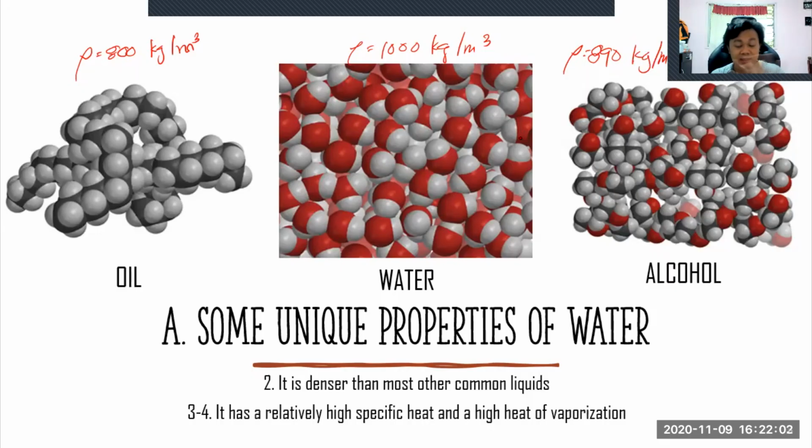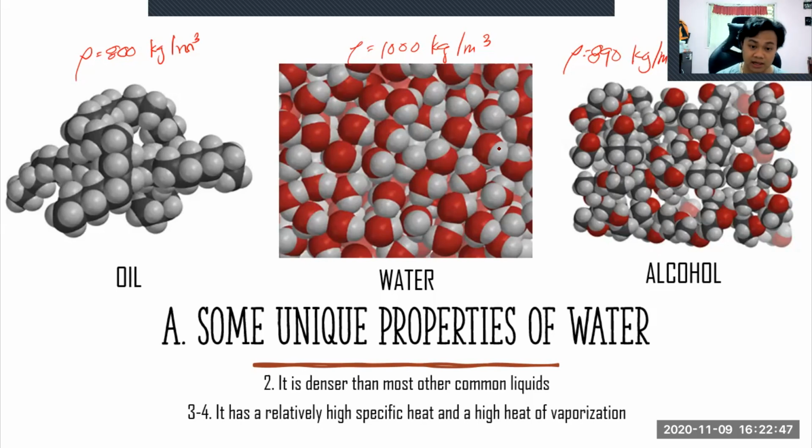So that's the typical densities of these liquids. Water is a lot denser than most other common liquids. Why? It's because of its intermolecular forces, the intermolecular forces of attraction. I've explained to you in the last lesson that we have three intermolecular forces of attraction: first is the van der Waals forces, and then the dipole-dipole moment, and then the hydrogen bonding.